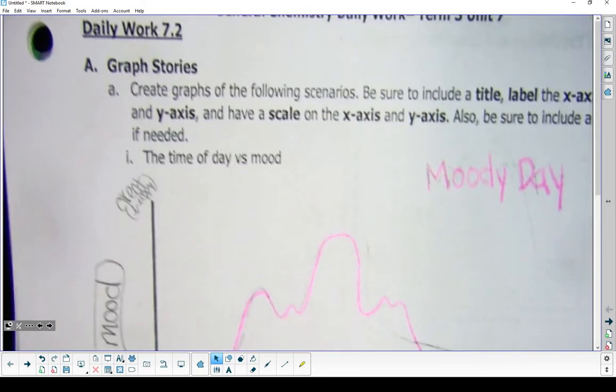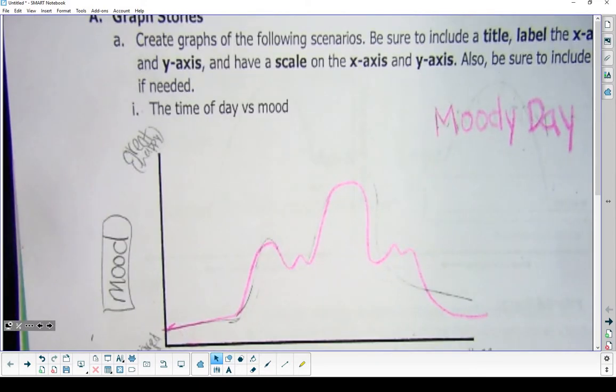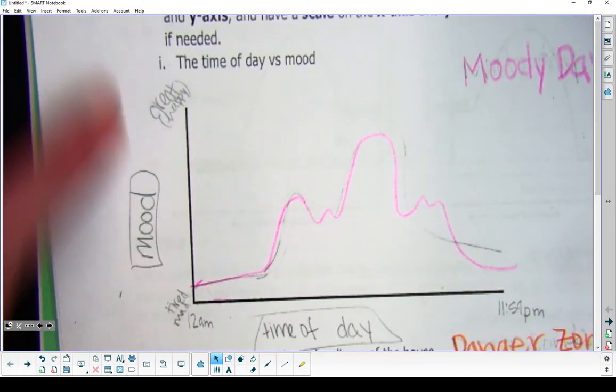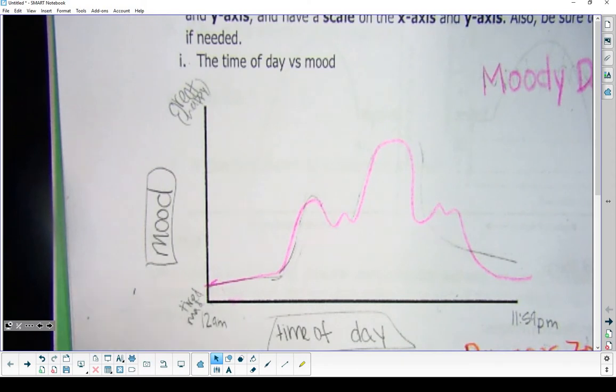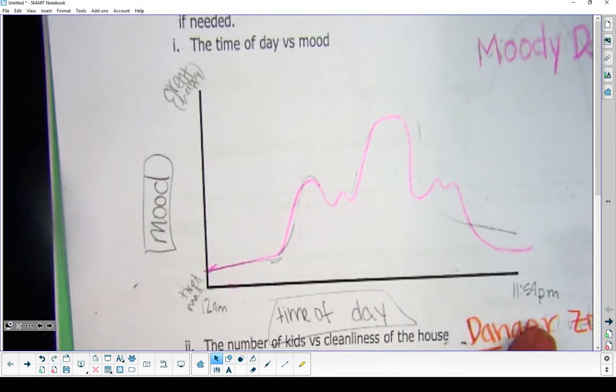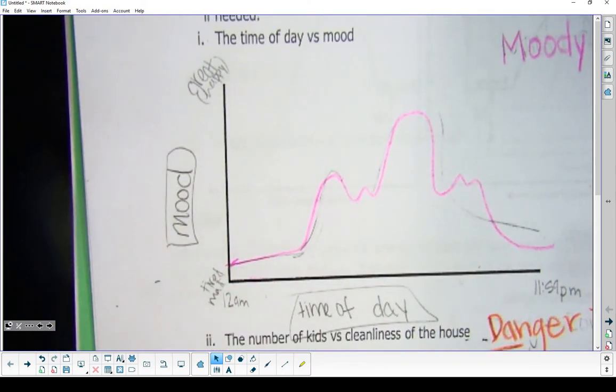Okay, so sort of explain yours. Well, this is like when you're tired or mad, and when you're happy, I guess, like in the morning. This is from 12 a.m. to 11:59 p.m. You're sleeping and then you wake up, and some people, I'm a morning person, so I kind of like waking up and then just feel meh, and then you have one exciting part, and by the end of the day you're tired. Okay, so she titled hers Moody Day, so that's pretty awesome.